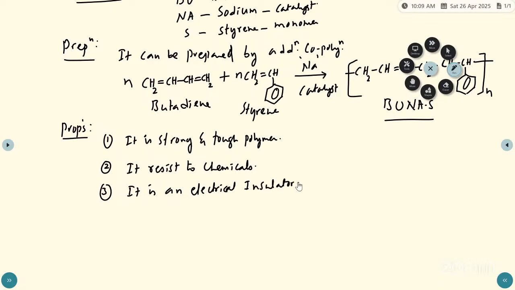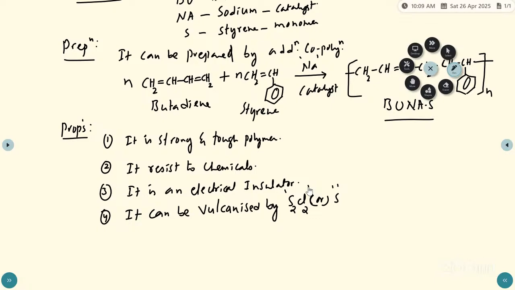Electrical insulator. And next, it can be vulcanized by sulfur compounds like S2Cl2 or sulfur. So this rubber can be vulcanized by S2Cl2, sulfur monochloride, or sulfur.